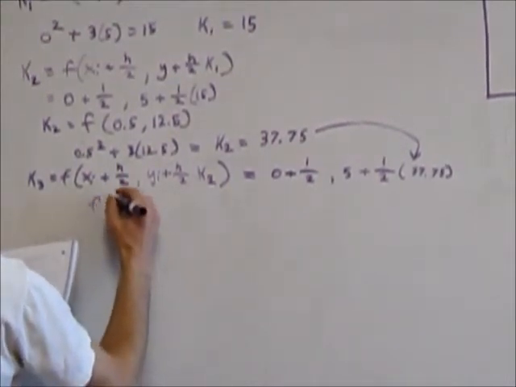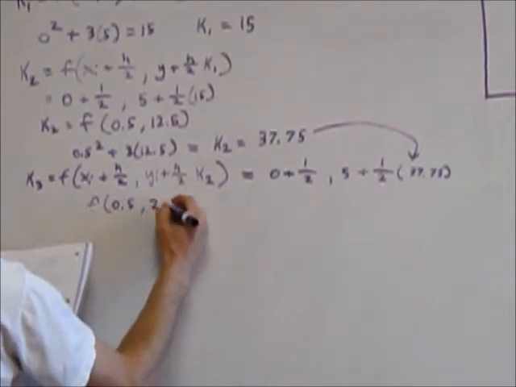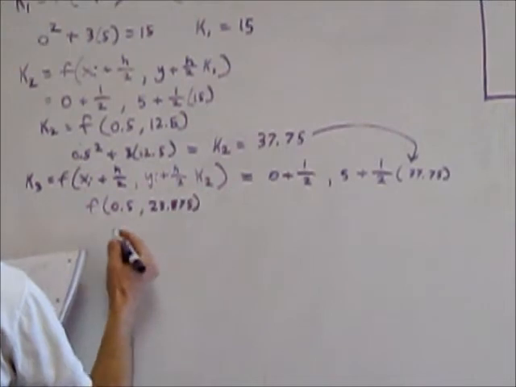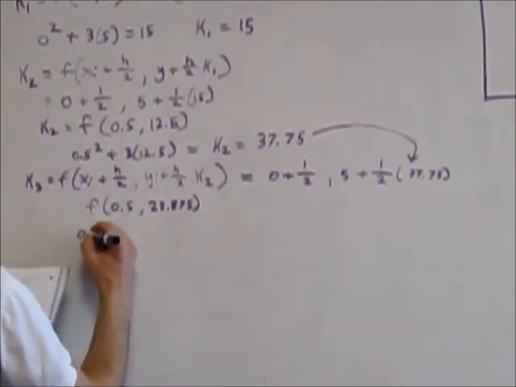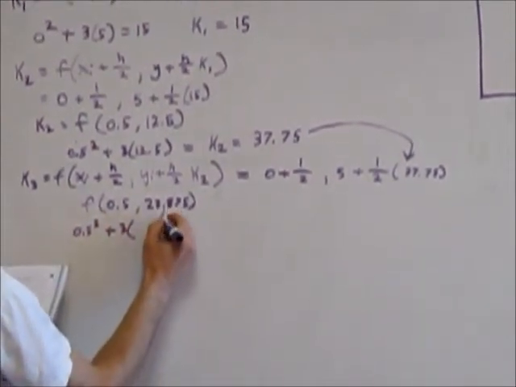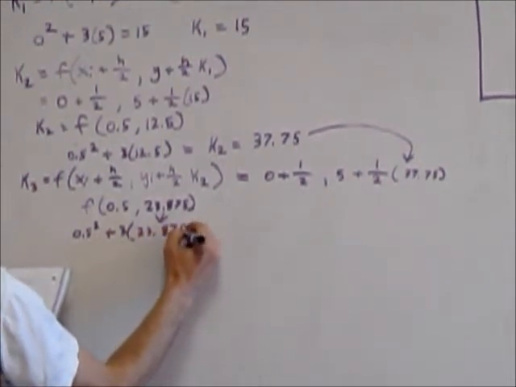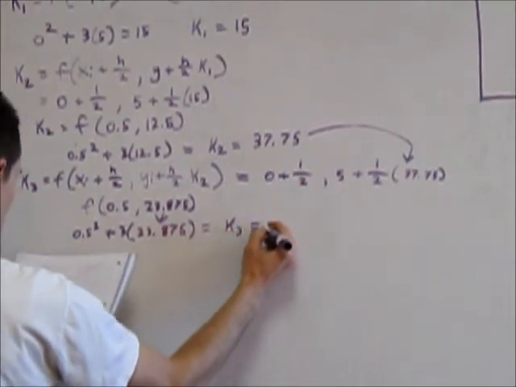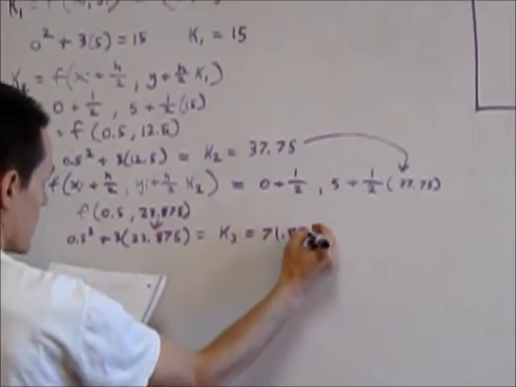Now we end up getting the point 0.5 and 23.875. So then, plugging back into our original equation again, we get 0.5 squared plus 3 times our value here, 23.875, equals our K3 value, which turns out to be 71.875.